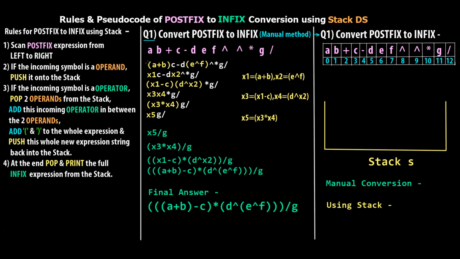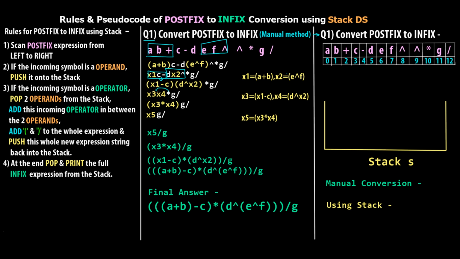And you can see initially we convert this and this part to its appropriate infix format and then assume it as x1 and x2. So a plus b is assumed as x1 and e raised to f is assumed as x2. Substituting that, we get this expression. Then we convert x1 c minus to its proper infix format, and we convert d x2 raised to into its appropriate infix format. Again we substitute x1 minus c as x3, and we substitute d raised to x2 as x4, so we get x3 x4 star g divided by.